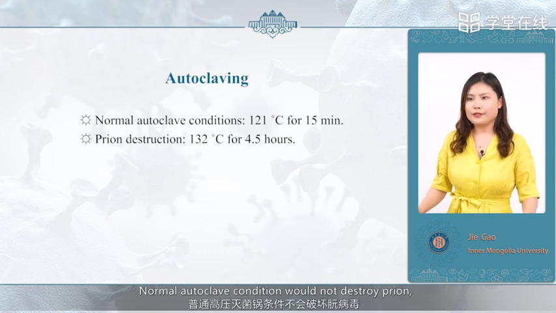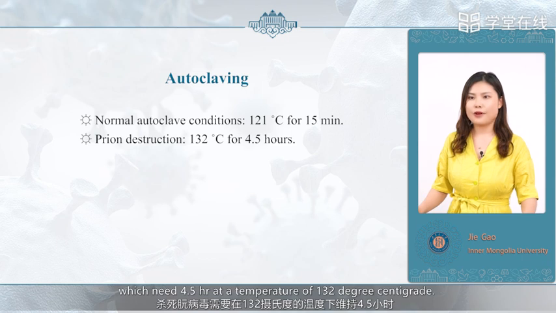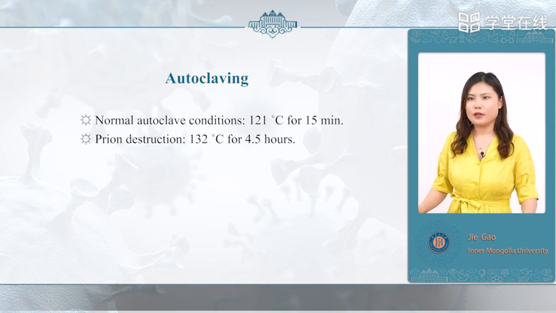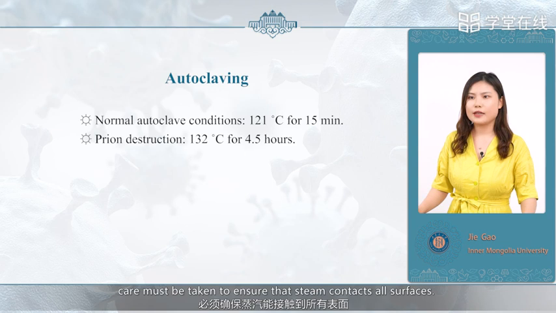Normal autoclave conditions would not destroy prions, which need 4.5 hours and a temperature of 132 degrees centigrade. Sterilizing the surface of a solid requires that steam actually contact it. To sterilize dry glassware, bandages, and the like, care must be taken to ensure that steam contacts all surfaces.